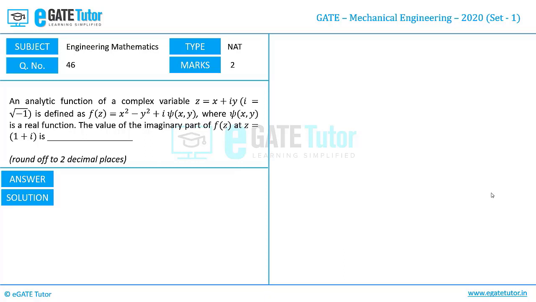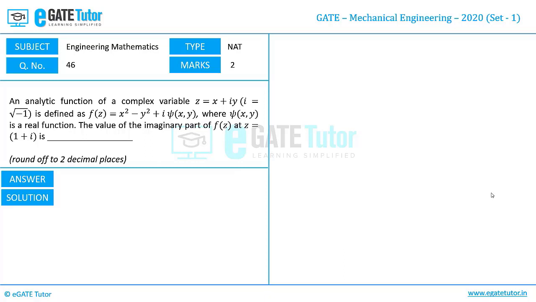So this is basically a numerical answer type question, and we need to remember that the value being asked in the question is to be rounded off to 2 decimal places. Okay, so this is basically a question from complex variables, and let's try to solve this.